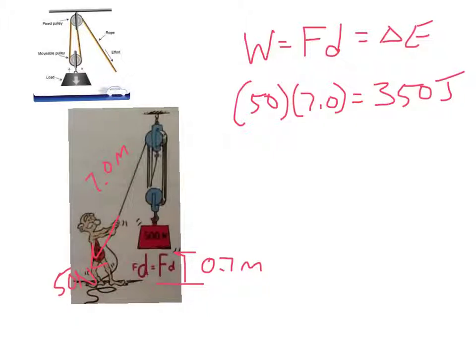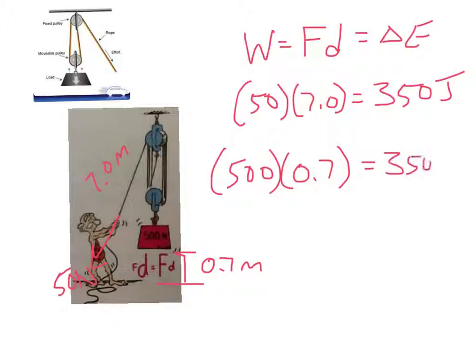Now, the load has a weight of 500 newtons, and it's lifted a distance of 0.7 meters. So this tells us that the potential energy gained by that load is 350 joules. The energy the man expends in pulling the rope is equal to the increased potential energy of the 500 Newton block. Energy is transferred from the man into that load.